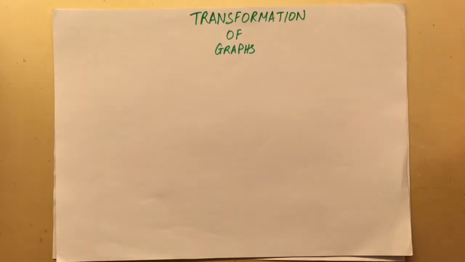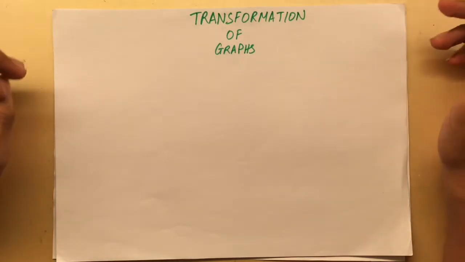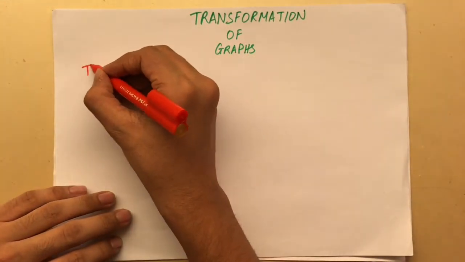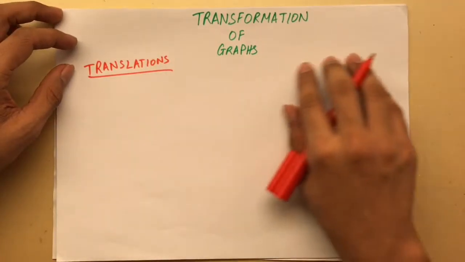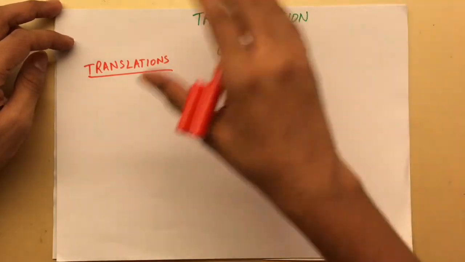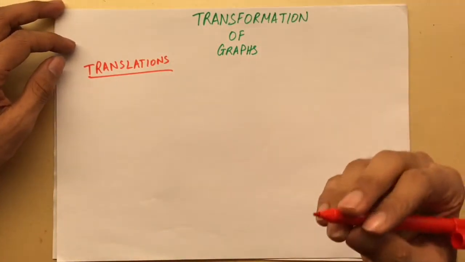So today we're going to be learning the transformations of graphs and how they affect the function and its equation. We're going to start with translations. Translations are basically shifting the graph as it is somewhere on the xy plane.